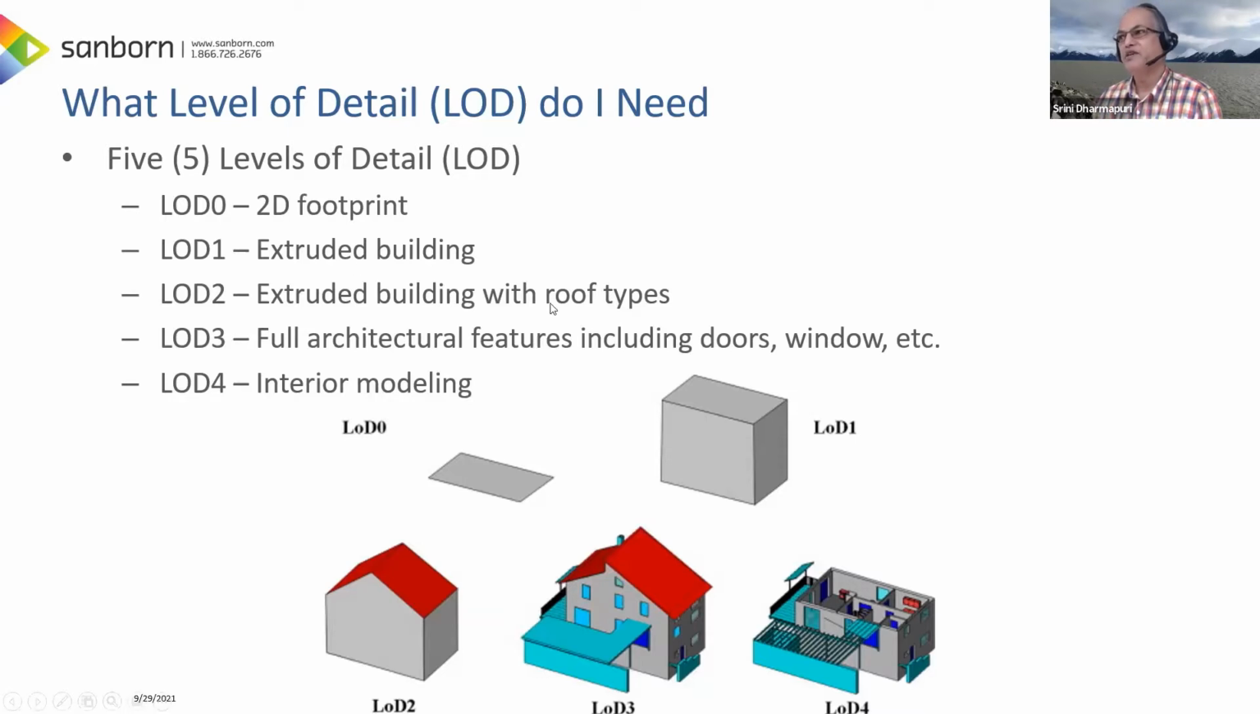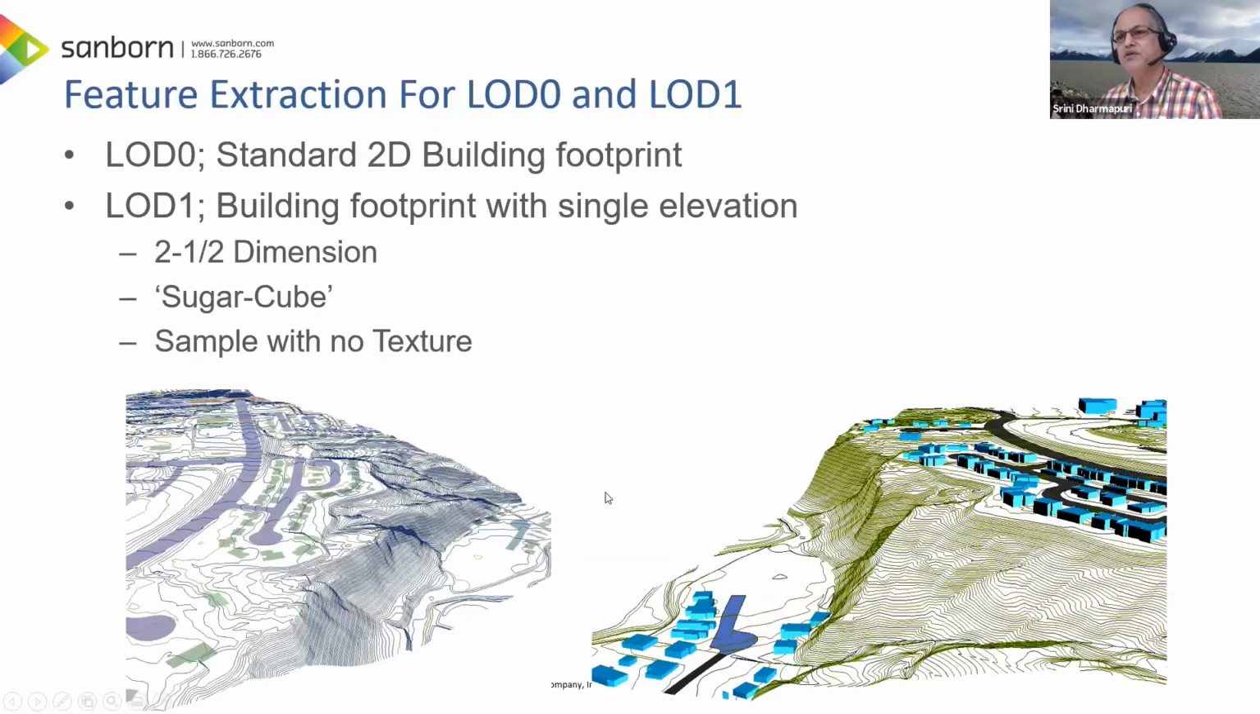And LOD 1 is an extruded building, which means you bring in the elevation information, which can come from stereo imagery, or from the LiDAR, or from the digital surface model. Then LOD 2 is the extruded building with roof type, and this is the example shown here. Whereas LOD 3 is full architectural features, including doors, windows, everything, etc. And LOD 4 is the interior modeling. So let us see each one.